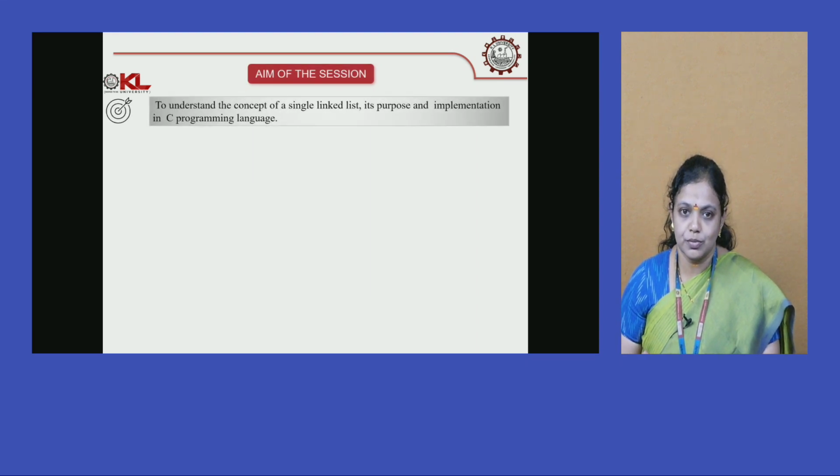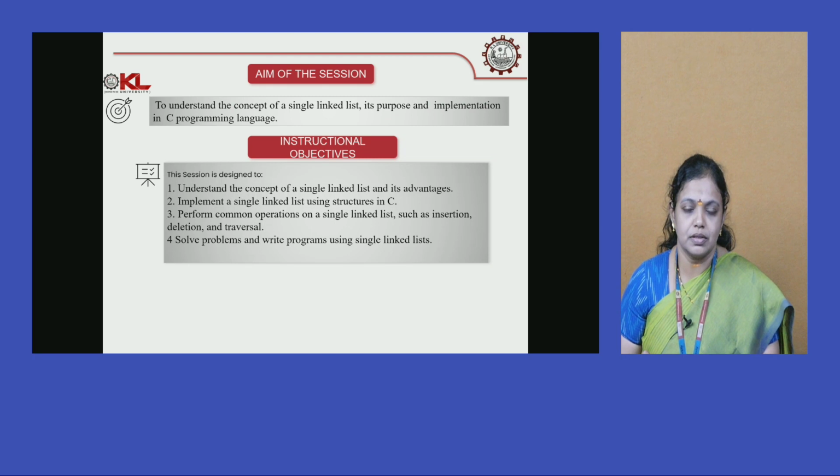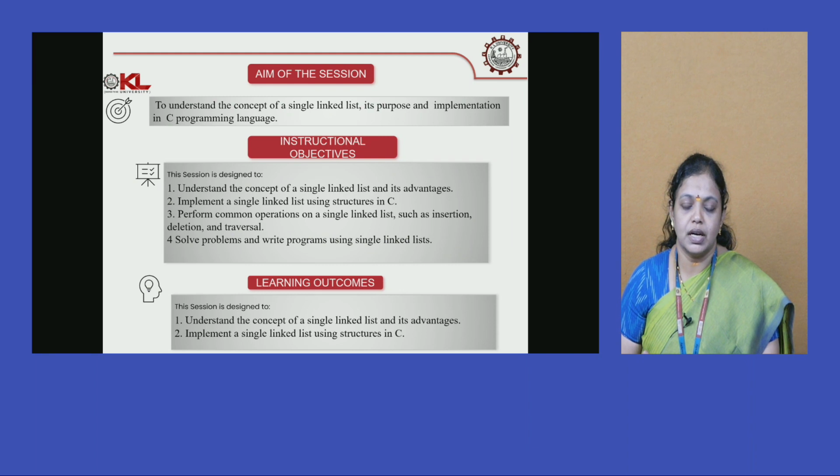To understand the concept of singly linked list, its purpose and implementation in the C programming language, the instructional objectives are understanding the concepts, implementing a singly linked list using structures, performing common operations such as insertions, deletions and various traversals, and solving problems and writing programs in singly linked list. So these are the learning outcomes. The student will be able to understand the concept of singly linked list and its advantages, and implement a singly linked list successfully using structures in C.